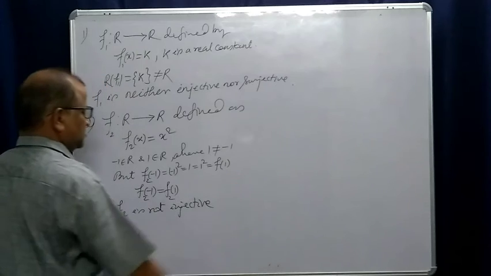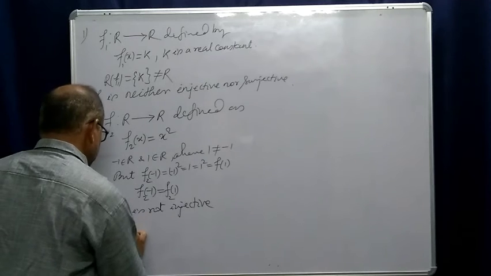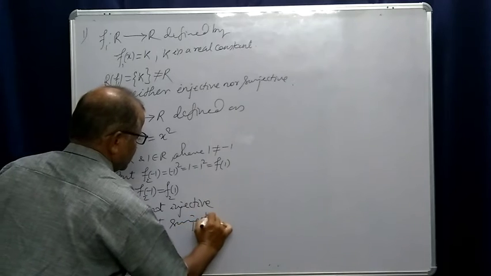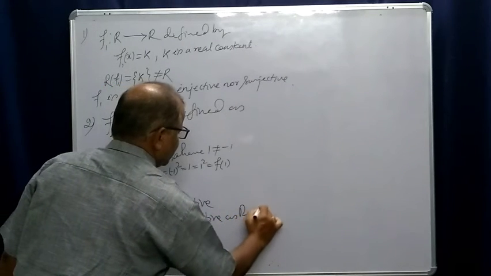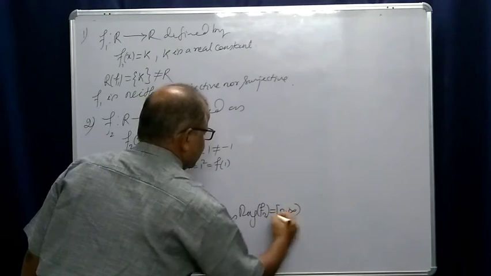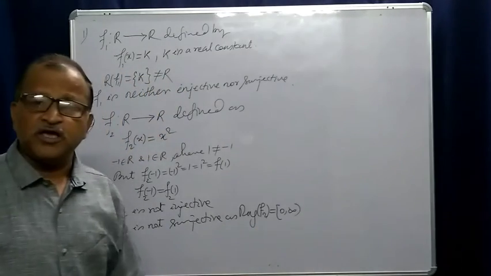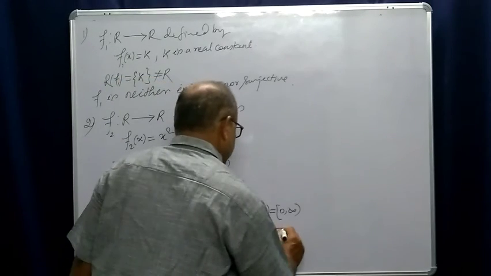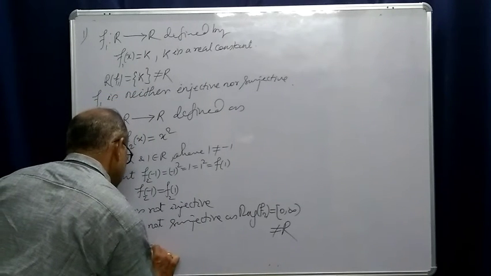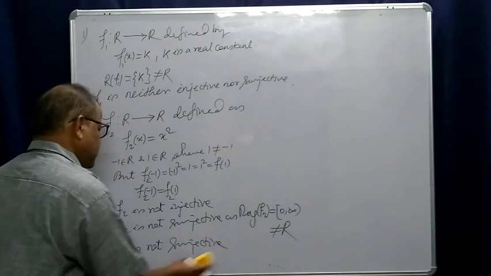But similarly, it is not surjective. f2 is not surjective. Why? As the range of f2 is the set of non-negative real numbers, 0 to infinity, which is not equal to R. So f2 is not surjective.